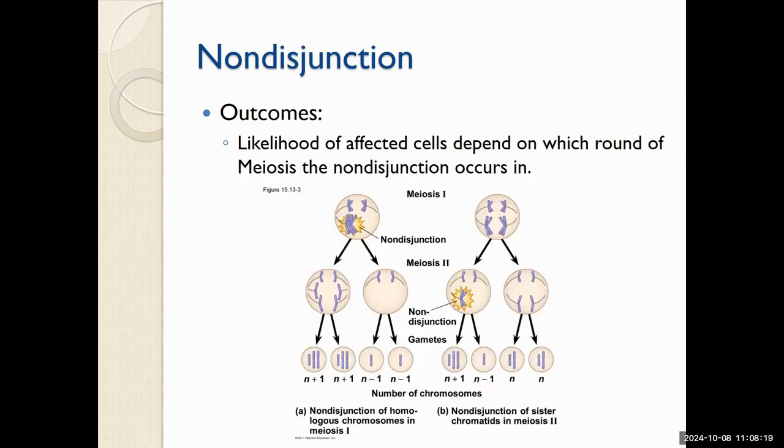The outcome of non-disjunction depends upon which round of meiosis the sticky chromosomes occurred in. If it occurred in meiosis 1, then all daughter cells will be affected, either having too much or too little. But if the non-disjunction occurs in meiosis 2 to just one of the cells undergoing anaphase 2, you're looking at 2 normal daughter cells and potentially 1 cell with too much and 1 cell with too little.